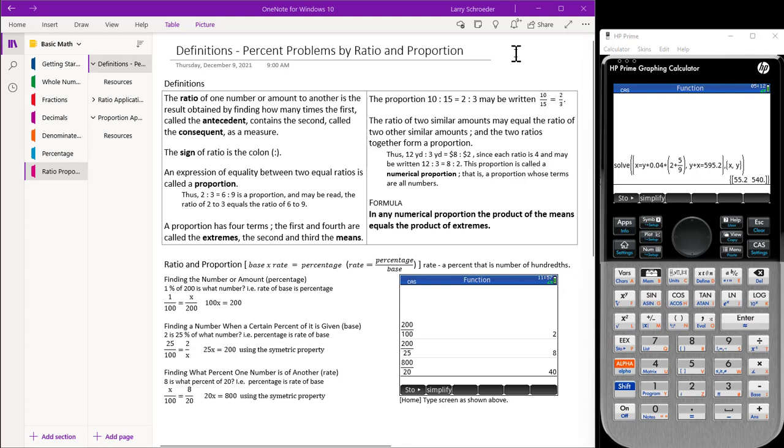Welcome to the video, HP Prime Guide, Arithmetic Fundamentals, Ratio and Proportion. Let's start by clearing our calculator. We notice that our calculator is in CAS mode.